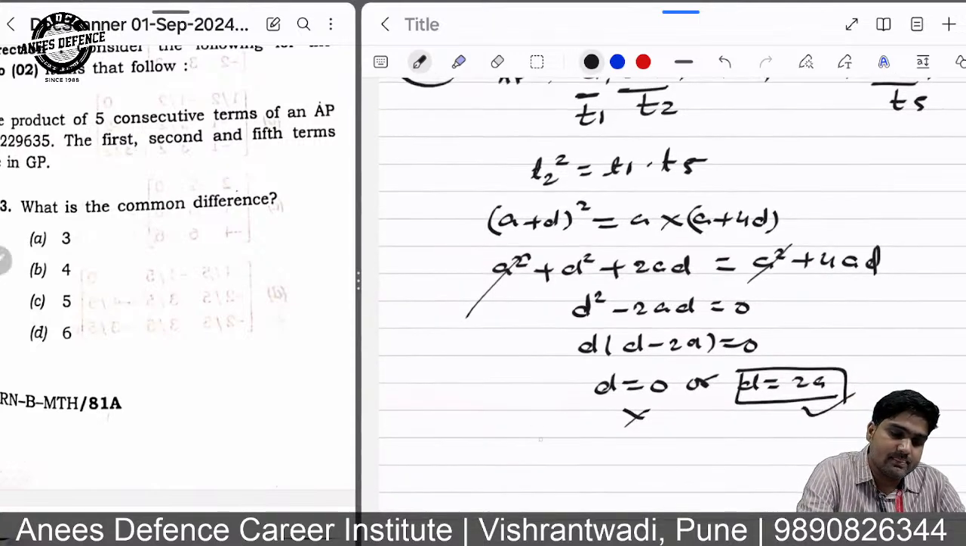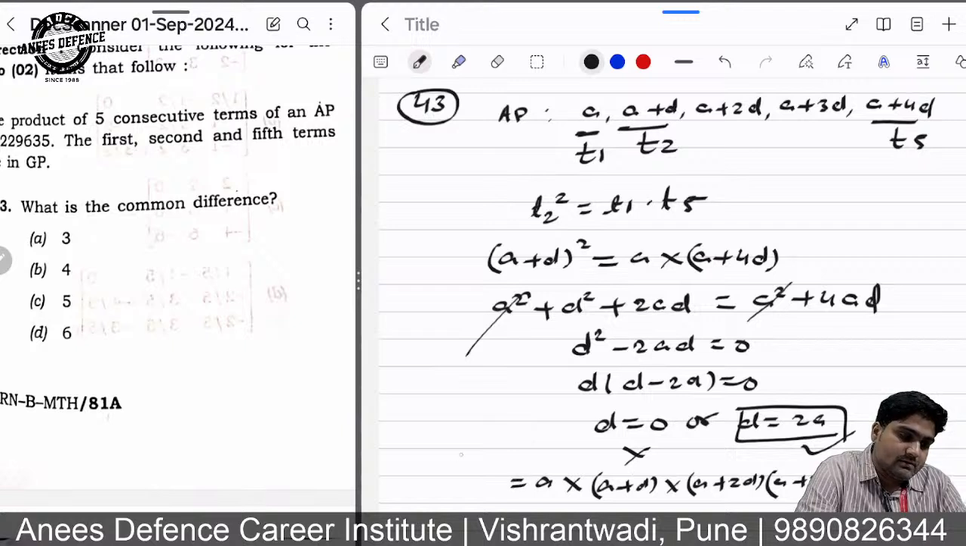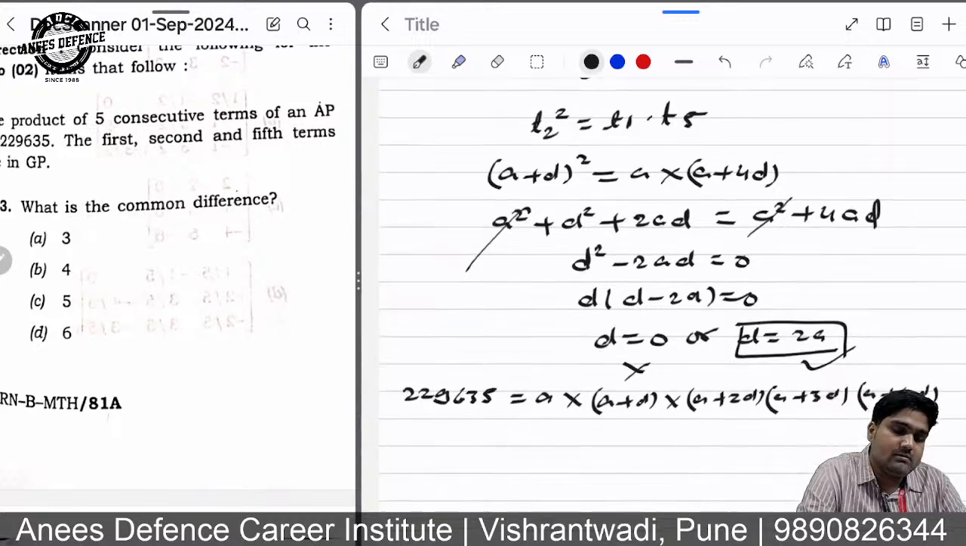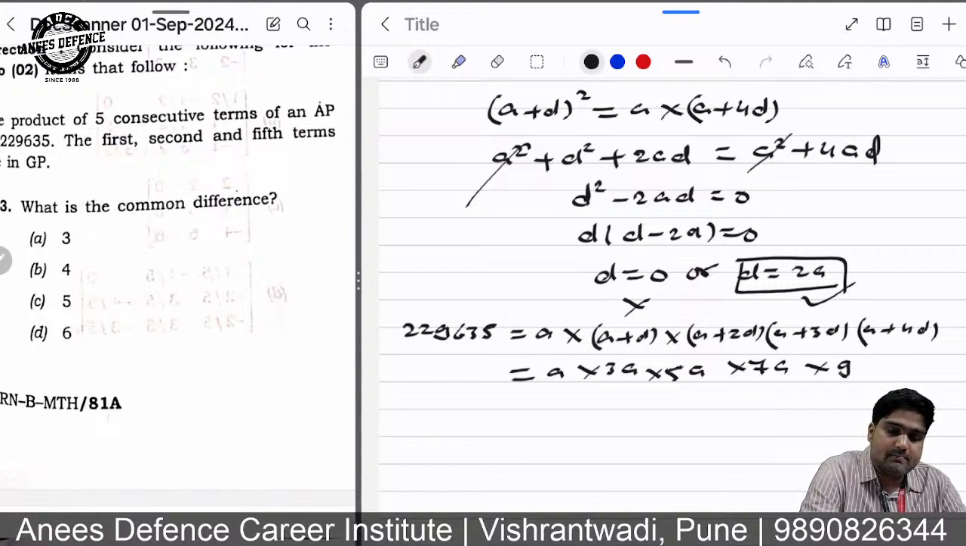Okay. Now the product of the 5 terms of the AP is given. The first term is A, the second term is A plus D, and the product of these 5 terms, with A plus 2D, A plus 3D, and A plus 4D, is given as 229635. Now put the value of D in this expression. D is 2A, so it's A, 2A plus A which is 3A, 2A times 2 is 4A plus A which is 5A, then 7A, and 9A.